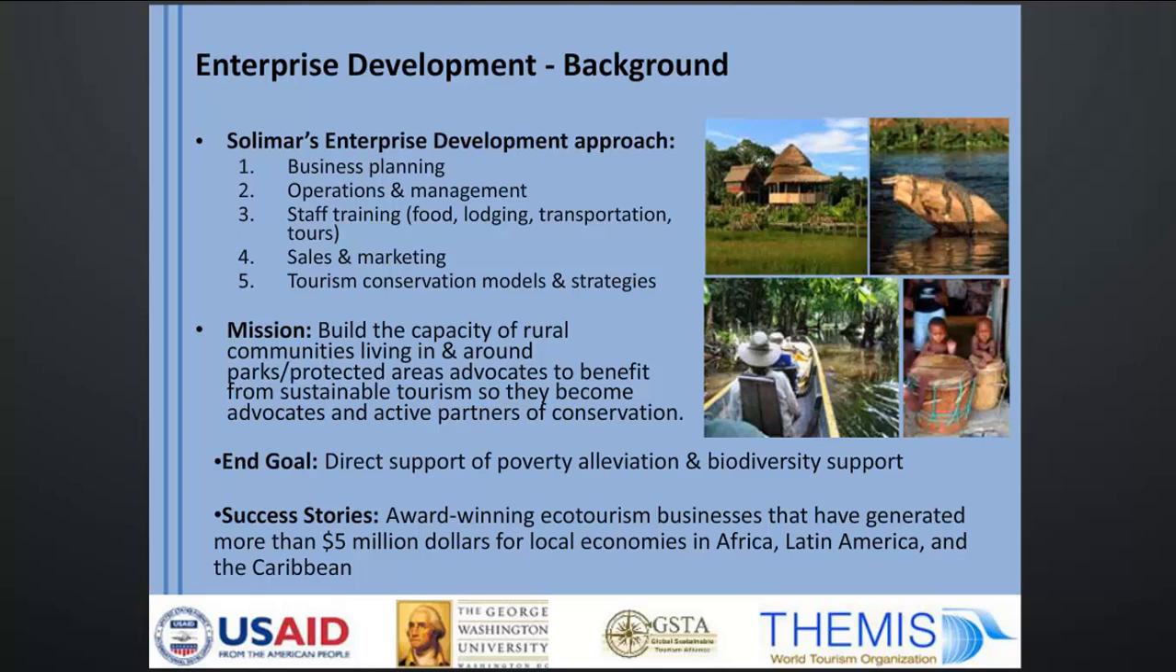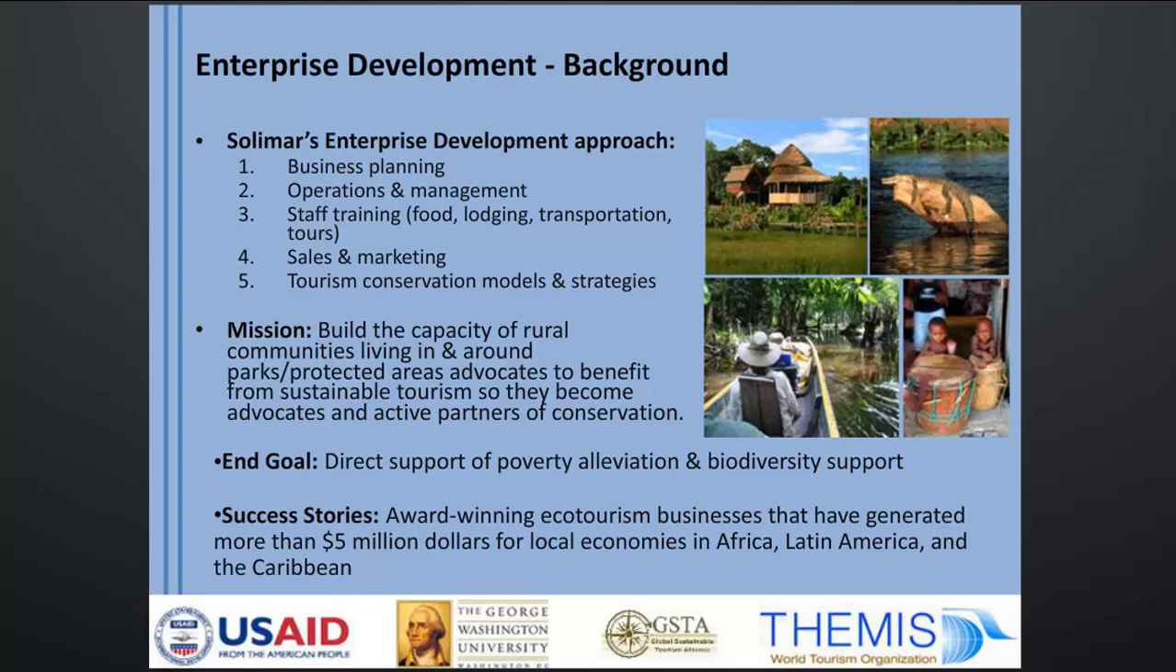The business planning approach that we're going to go through today is really the first of five toolkits that capture Solimar International's enterprise development approach. It's the first of the five toolkits, which is followed by operations and management, which is really focused on building the capacity of enterprises, often community-based enterprises, to manage the day-to-day operations of a small or medium tourism enterprise, which includes everything from managing money to managing staff to managing clients, and is another one of the toolkits involved.